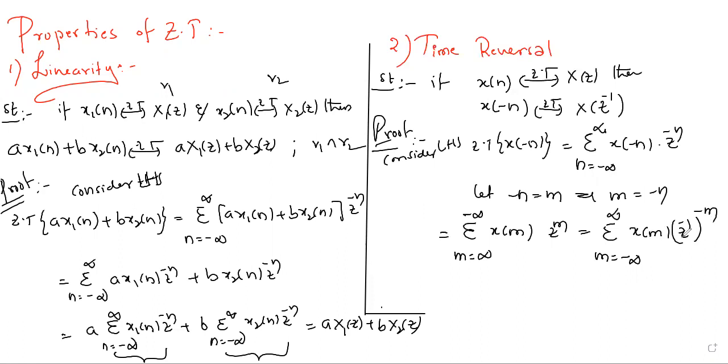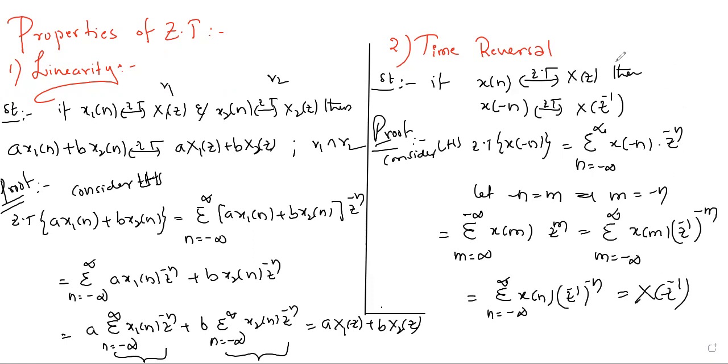This is in the form x of n into z power minus n, but in place of z we have z inverse. Instead of m, I can now write it as n also, no problem. Summation n equal to minus infinity to infinity, replacing x of m with x of n, that's it: x of n into z inverse power minus n. This is nothing but capital X of z inverse.